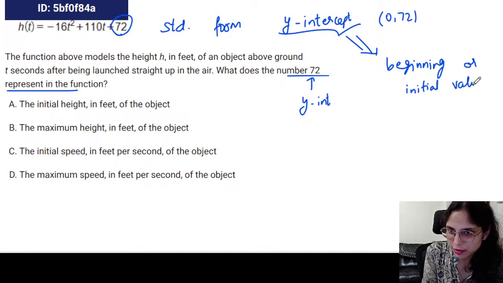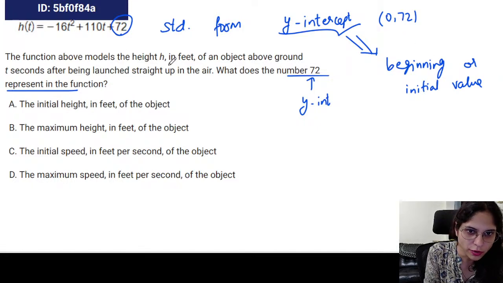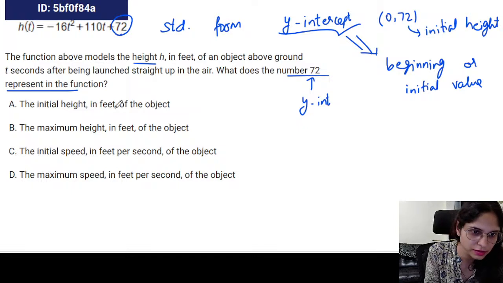When time is 0, that means we're talking about the initial one. And y-intercept, and in y we're talking about height. So this is your initial height, or height at the beginning. Option A is the correct answer.